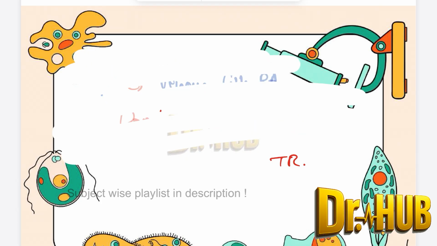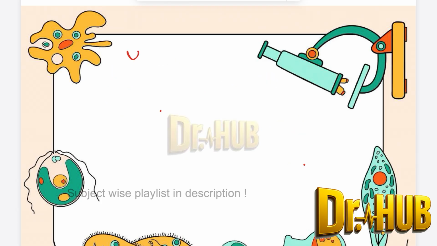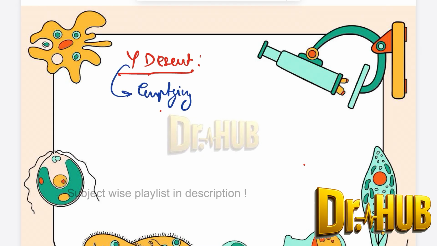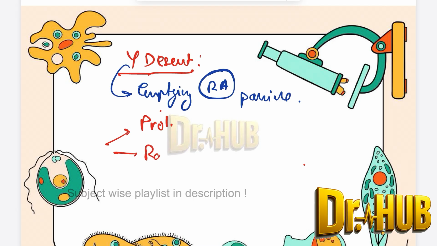Lastly, we look at the Y descent. So what is the Y descent? The Y descent corresponds to the passive emptying of the right atrium, into the right ventricle. This is known as the Y descent. The Y descent can fall into three categories: it can be prolonged, it can be rapid, or it can be absent. So let's look at these conditions.